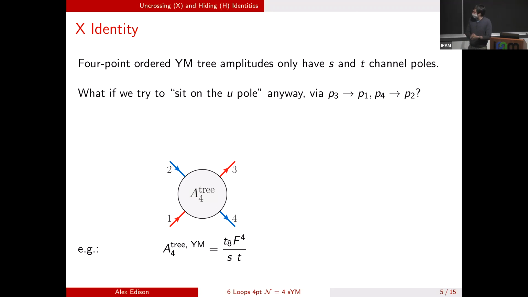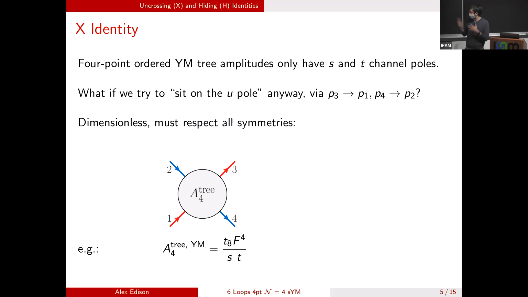So the first of these is a very simple identity. The idea for this identity is that in 4-point ordered Yang-Mills, the 4-point Yang-Mills tree only has an S and a T channel pole. The U channel is in the other color ordering. But if in the ST ordering, we try and sit on the U channel pole anyway, something interesting happens.